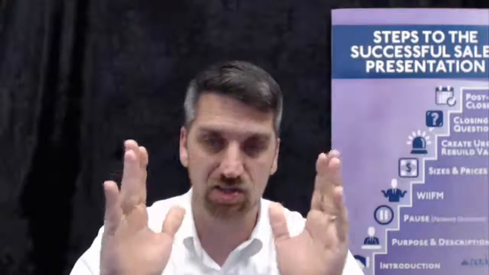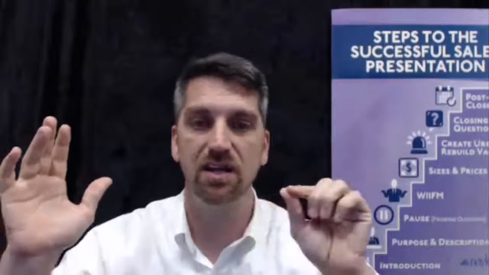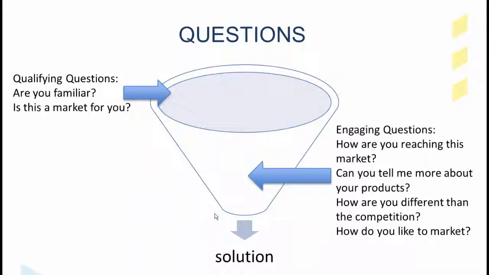There's a science of you start with the broad questions. That first question is going to be, and we'll put a bullet point in here in just a moment after we're done, the first type of questions are going to be what we talked about earlier, those qualifying questions. And so those would be right here. It's the qualifying questions. Are you familiar with this association? Is this a market for you? The next kind of questions are going to get more and more specific so we can give them a solution based on what they're saying. All right? So these we're calling engaging questions.